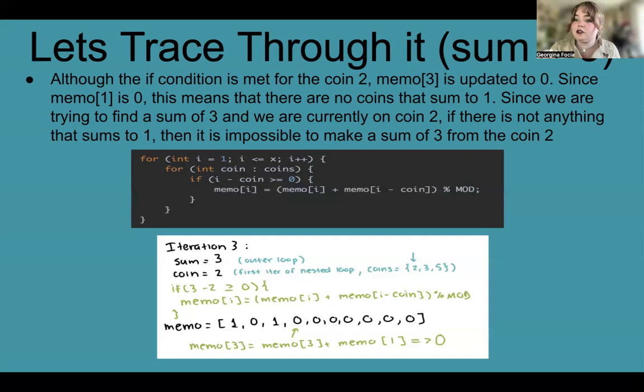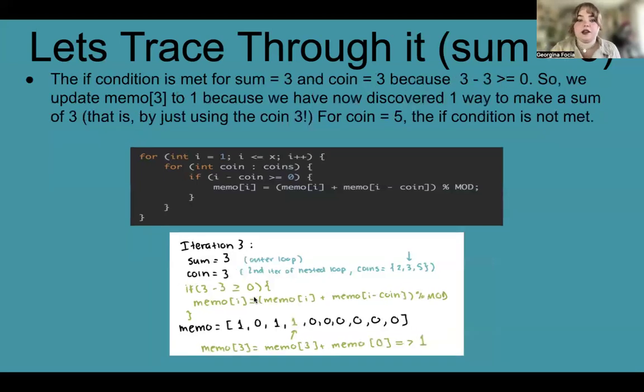If we're currently on a coin 2, then the only way that we could create a sum of 3 is if we had something that summed to 1, because the only way to create 3 from 2 is 2 plus 1. But since, as we can see right here, memo of 1 is 0, that's why memo of 3 is 0, because with the coin 2, there's no way that we could sum to 1. Therefore, there's also no way that we can sum to 3 with the coin 2, because the only way that we could do that is if there was a sum of 1. So although the if condition was met here, the memoization table is not updated to a value greater than 0.